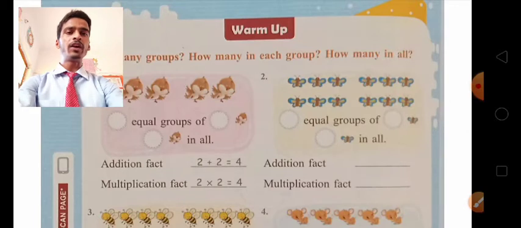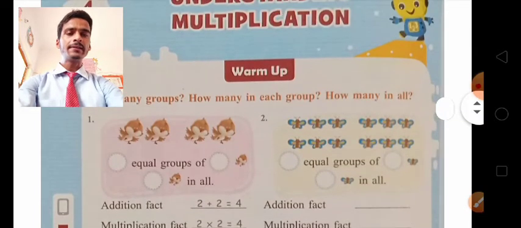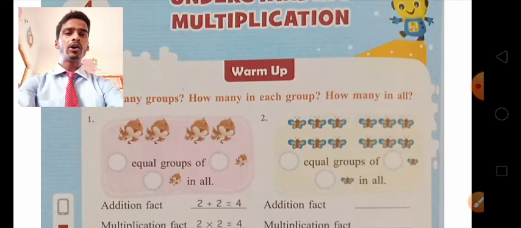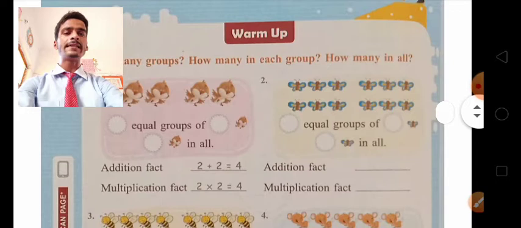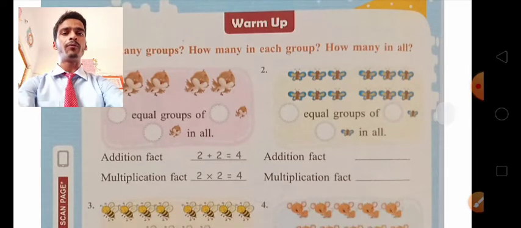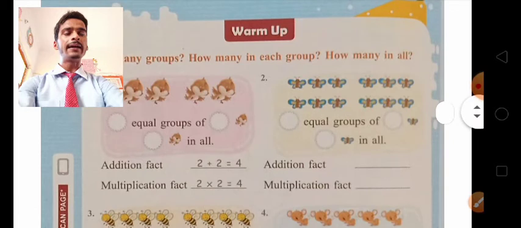Let's repeat one time. In first, there will be 2 equal groups of 2 birds, because there are 2 equal groups that have the same number, and in each group there are 2 birds. So 2 equal groups of 2 birds and 4 birds in all, because 2 multiply 2 equal 4. Addition fact will be 2 plus 2 equal 4, and multiplication fact will be 2 multiply 2 equal 4. And after that there is second.